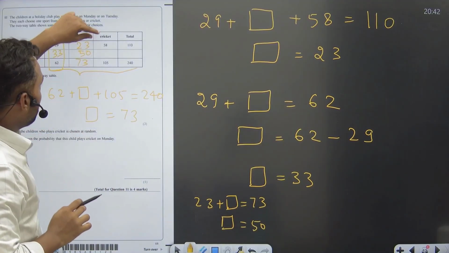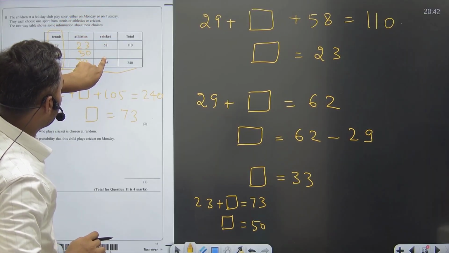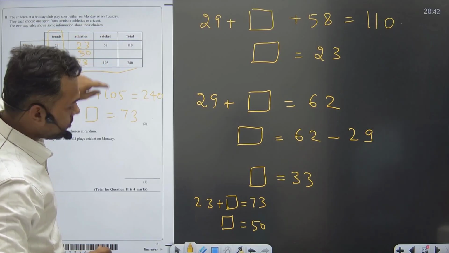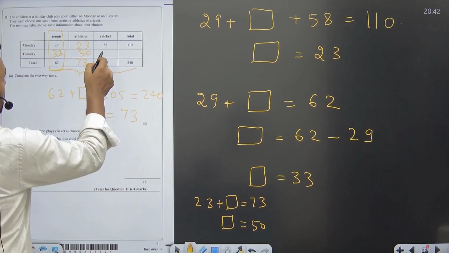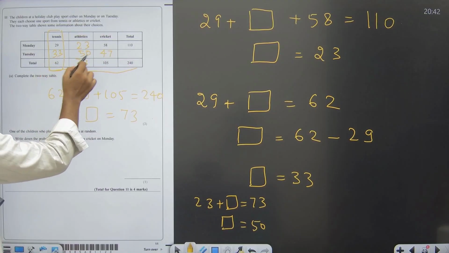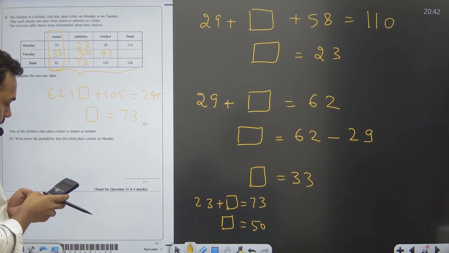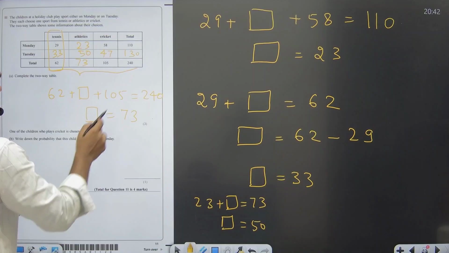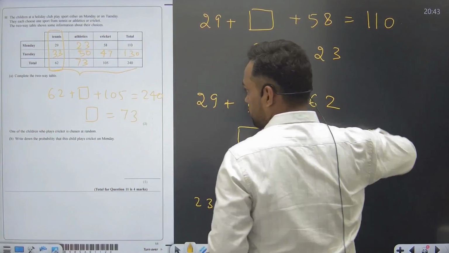Same we need to do here as well. 58 is written for Tuesday, and the number of children playing cricket on Monday is missing. So we directly do 105 minus 58, that is equal to 47. Same process we are doing, student. Now for this total we add the numbers in the second row, so 33 plus 50 plus 47 will be equal to 130. So we have filled the two-way table, student, and this is the easiest way.